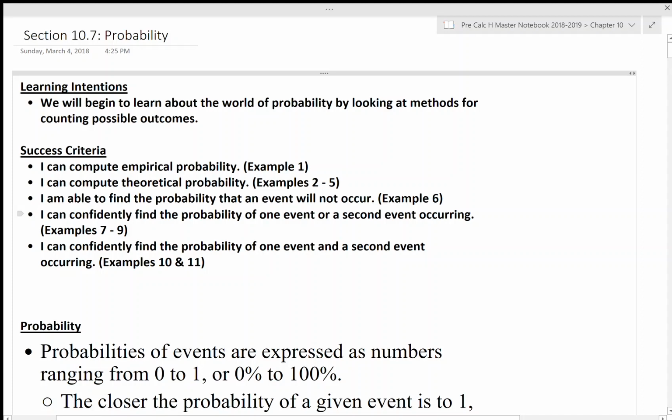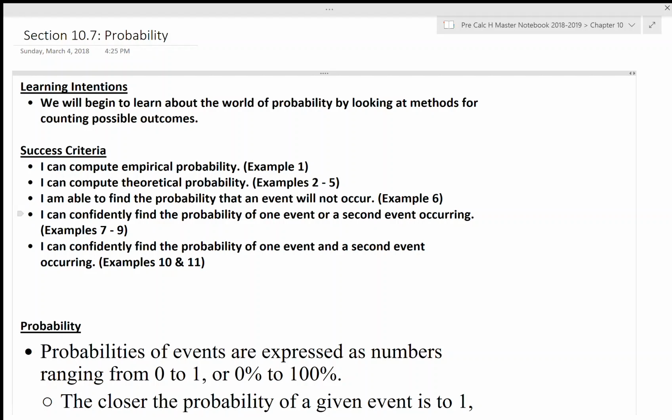Hi everyone. So today we are going to learn section 10.7, the last section in chapter 10, and we are going to go over some probability. Now, our learning intention is that we will begin to learn about the world of probability by looking at methods for counting possible outcomes, and we have our success criteria here.